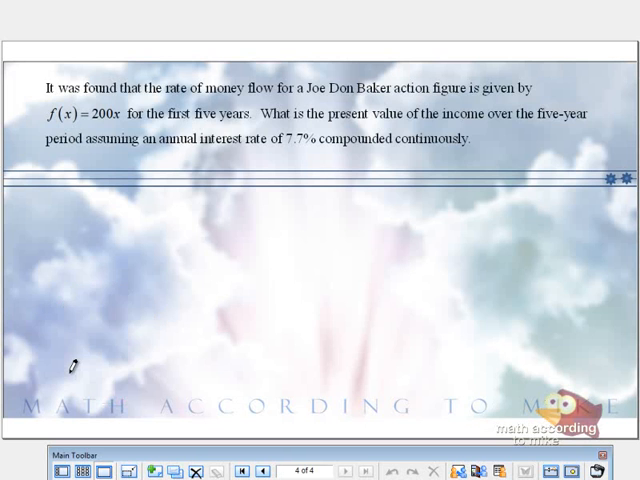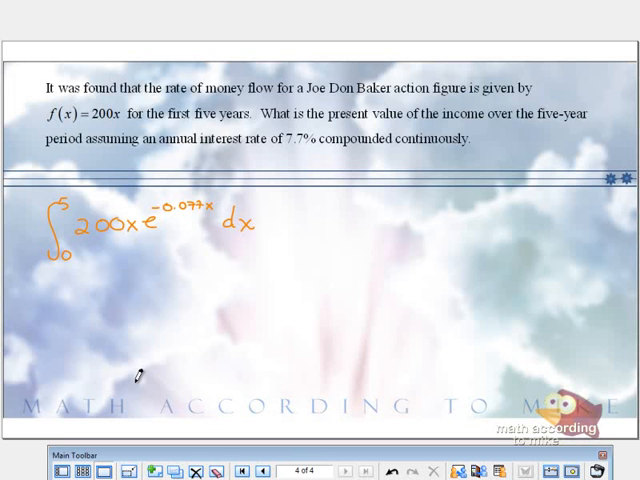Orange it is. We're going to integrate from 0 to 5, because it's over the 5-year period, of the function 200x, and then times this guy, e to the negative rx. Well, our r as a decimal is what? 0.077. There you go. How should we integrate this?